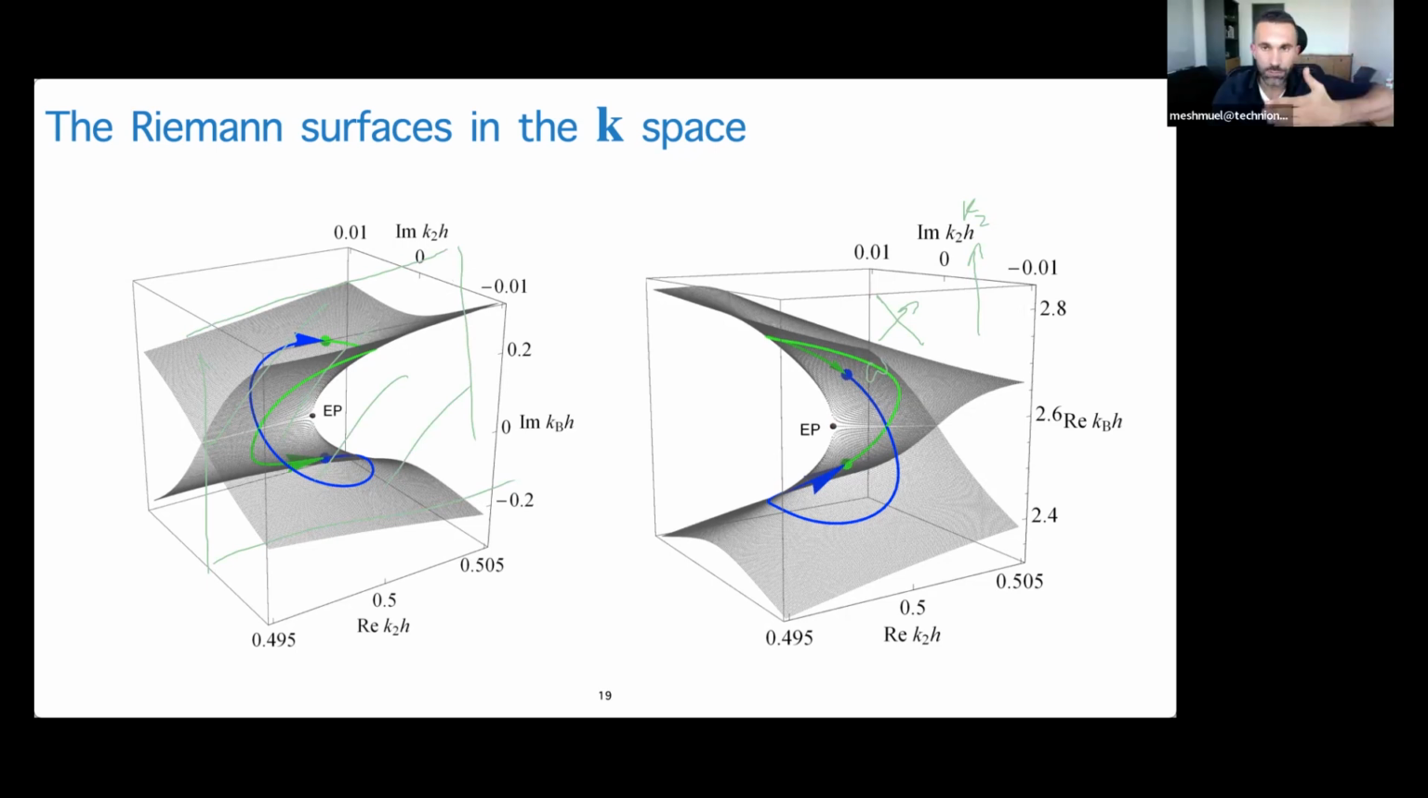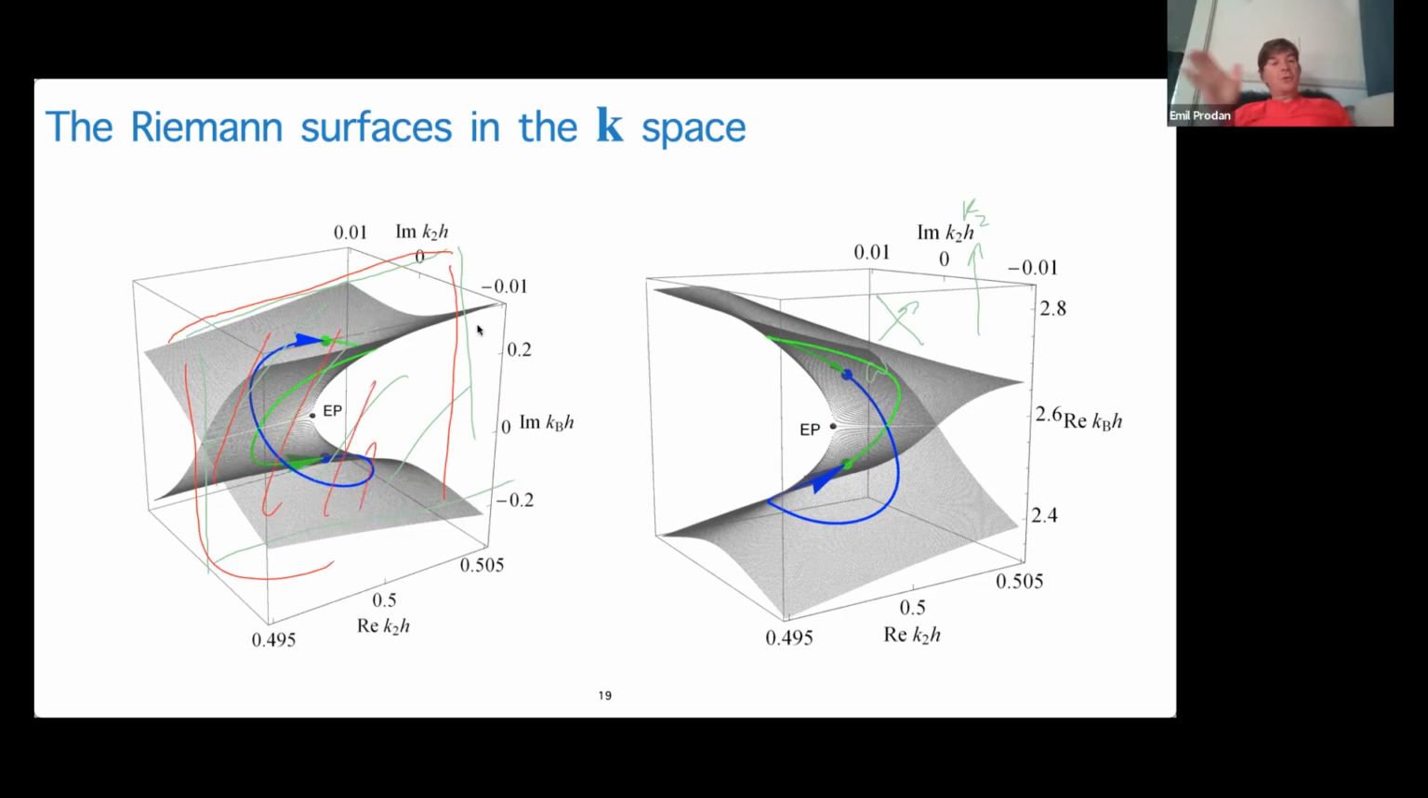In this plane. I have a plane for imaginary K2 H equals 0. I have this plane, right? So the exceptional point is part of this plane, right? Yes, that's right. But it could have been sideways. Right, you are right. There are also other exceptional points.